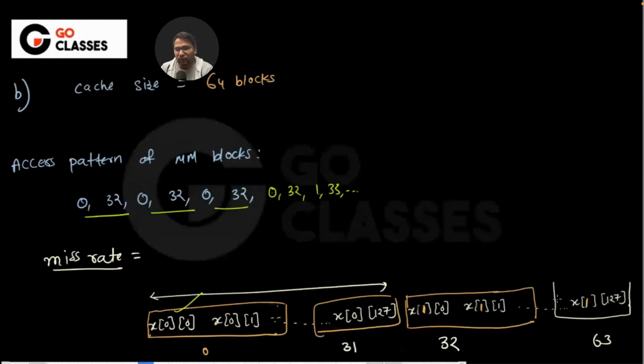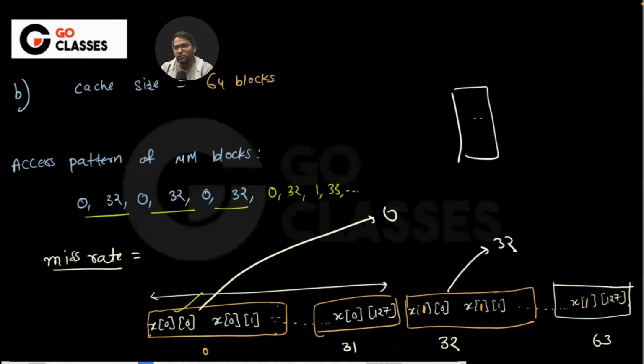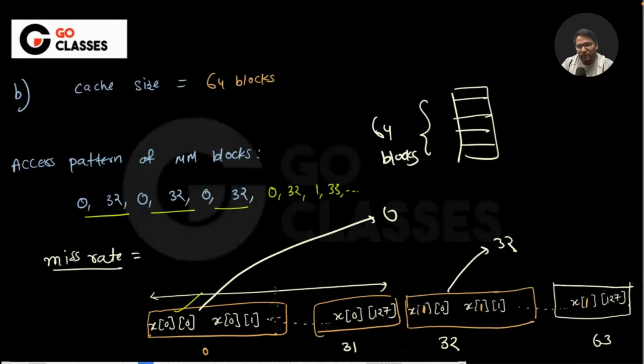You are saying that one block is containing 4 elements. Okay. So you are mapping this to 0. You are mapping this to 32 now. Okay. Why 32? Because total blocks are 64 blocks. Then these are 4 elements here, right? These are the 4 elements. Don't forget about it.